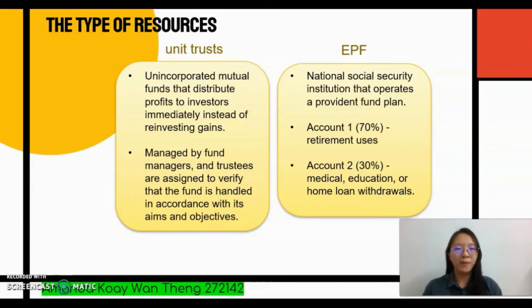Lastly, the Employee Provident Fund (EPF) is a national social security institution that operates a provident fund plan. The primary goal is to offer members retirement benefits. These contributions are separated into two accounts: account 1, 70% for retirement use, and account 2, 30% for medical, education, or home loan withdrawals.